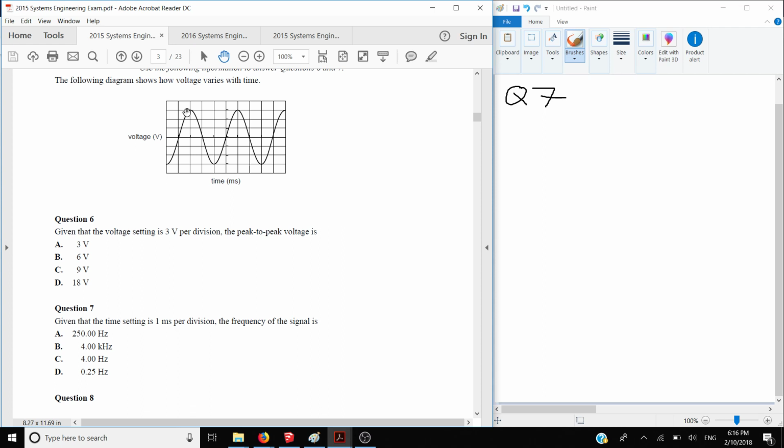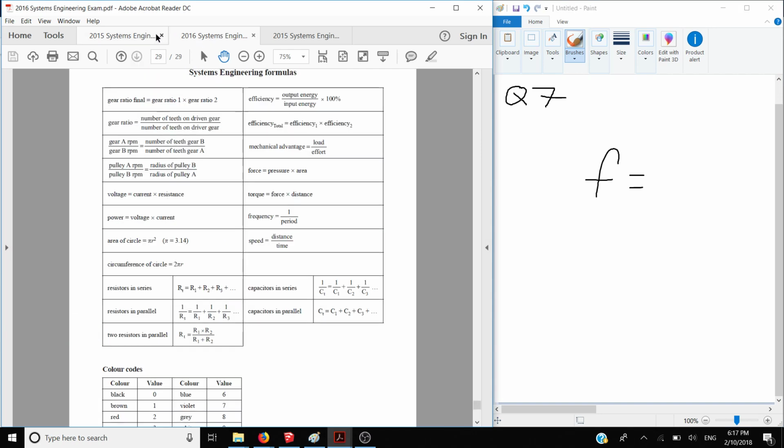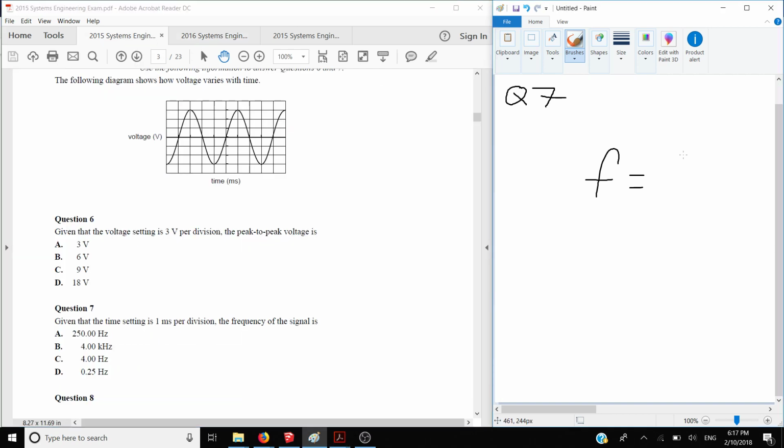So the period is how long it takes to complete one cycle. So one up and one down. That would be a cycle, right? So if you knew that that was the period, you could go, okay, how long does it take to do that? It takes 1, 2, 3, 4 milliseconds. So frequency is equal to, what's the formula again? 1 over the period. Let's just write P for period. Is equal to 1 over 4.